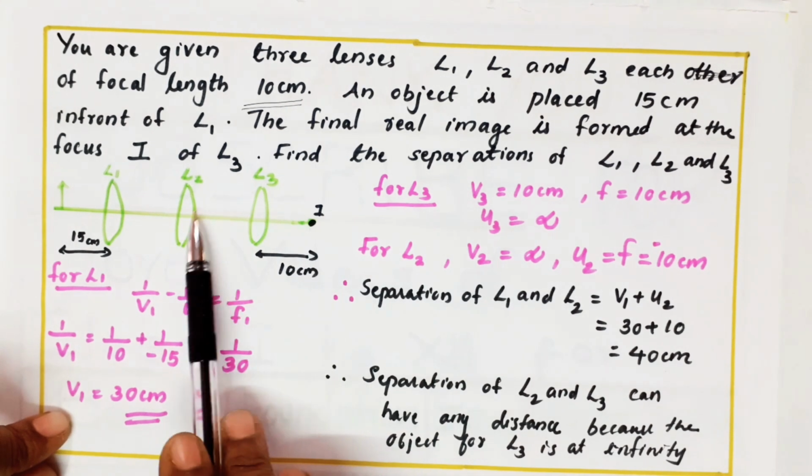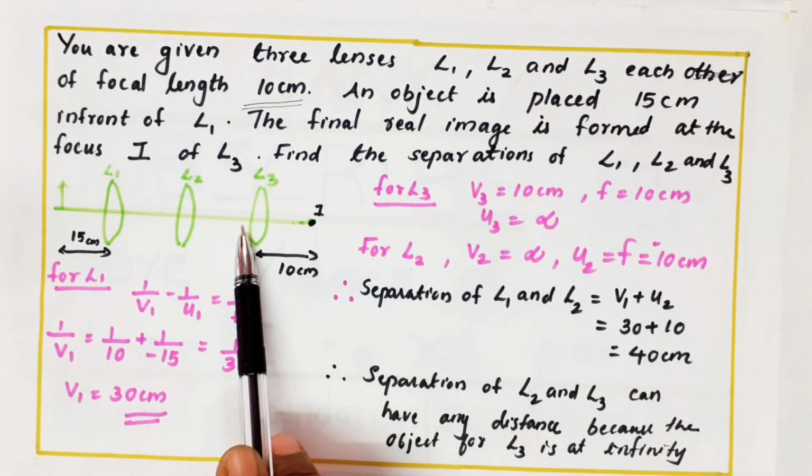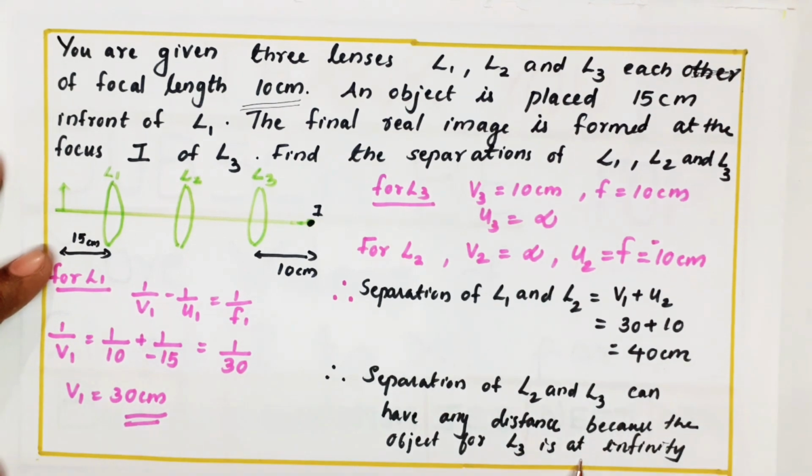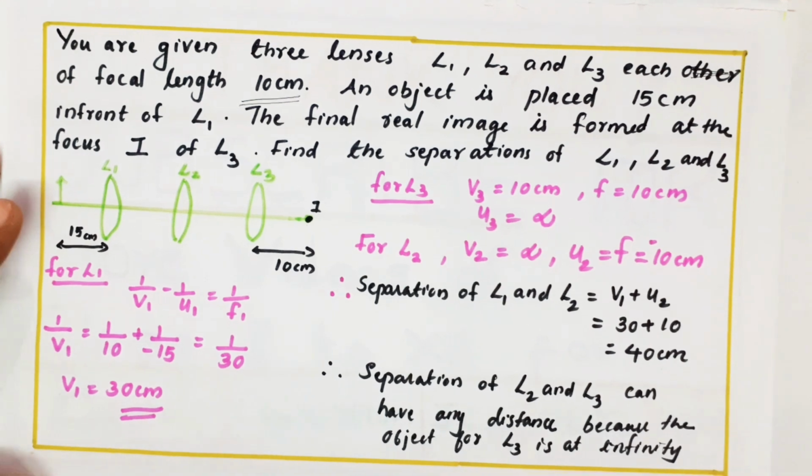But for these two, the distance can be any distance because it is infinity, they told. So it can be a little far. It need not be any specific distance. So we can tell that the separation of L2 and L3 can have any distance because the object of L3 is at infinity. I hope you got it.